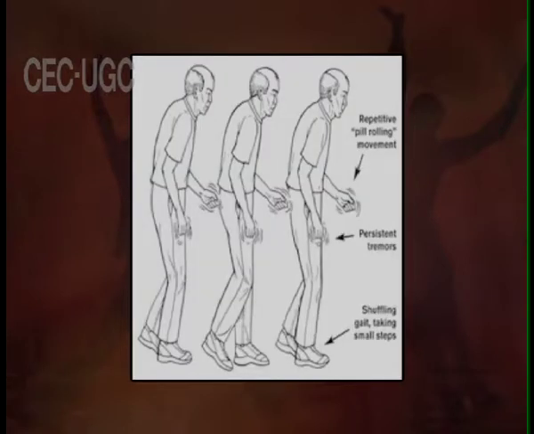In addition, as you are seeing in this slide, there is what is called repetitive pill rolling movement, as indicated by the arrow in the figure. And of course, there are persistent tremors, as also demonstrated in the earlier pictures that I have shown you, and there is a shuffling gait taking small steps. All these symptoms are indicated in the picture that I am showing to you.